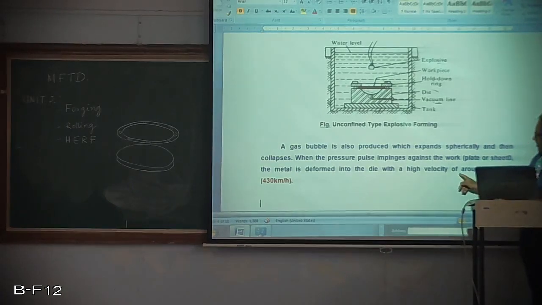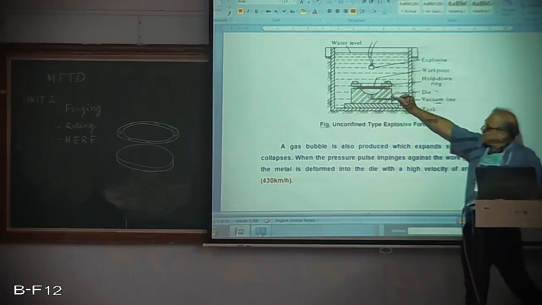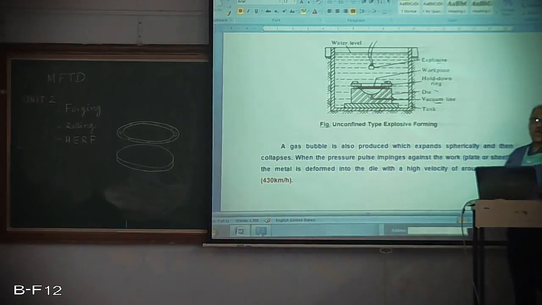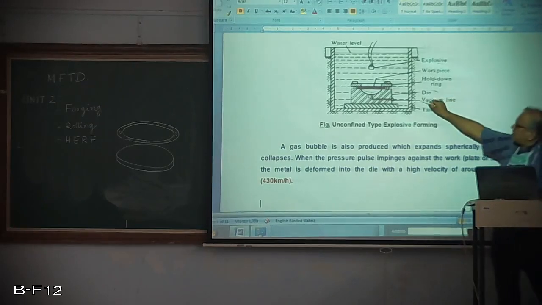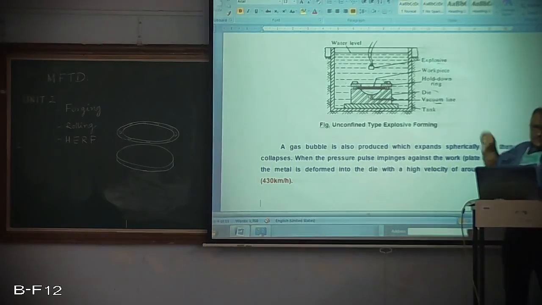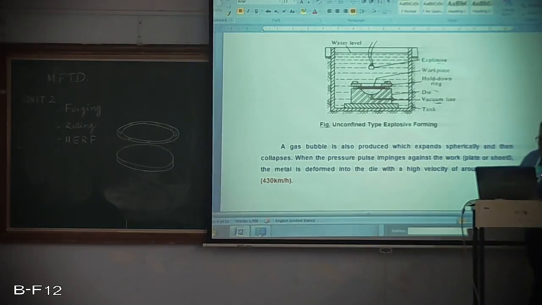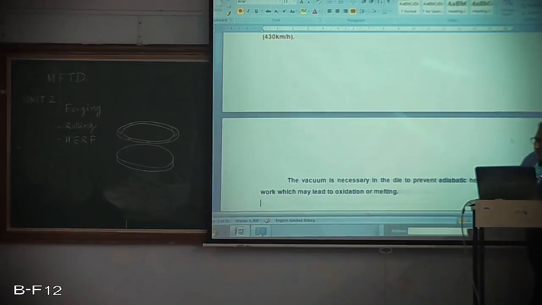At this speed, there is a likelihood of melting of the workpiece due to adiabatic heating of the air if vacuum is not maintained. So vacuum is very, very critical. It needs to be very much ensured that proper vacuum is maintained.